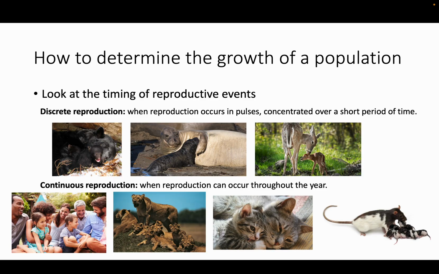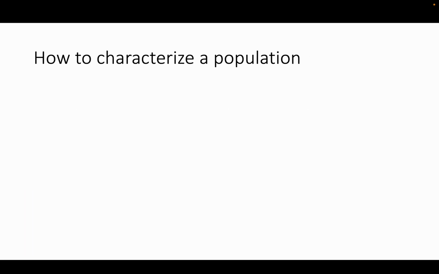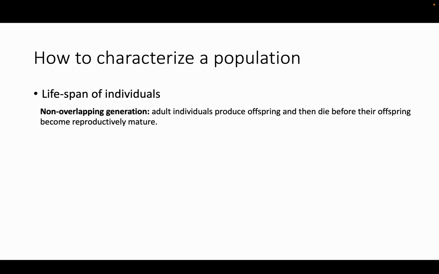Now, individuals with continuous reproduction, this is when seasons do not affect when they reproduce. Individuals like humans, lions, cats, rats, the seasons of the year do not affect them. They can pretty much give birth whenever. So, looking at the timing of reproductive events can help you estimate population growth as well. With seasonal birth, you're only going to see that increase in population at a specific time of the year. While with continuous reproduction, population growth is a little bit harder to predict because these animals can give birth whenever.